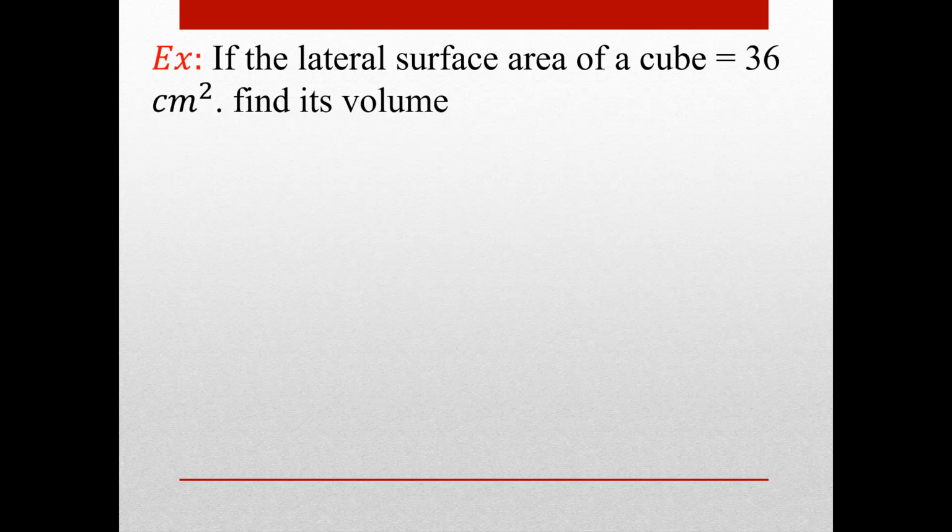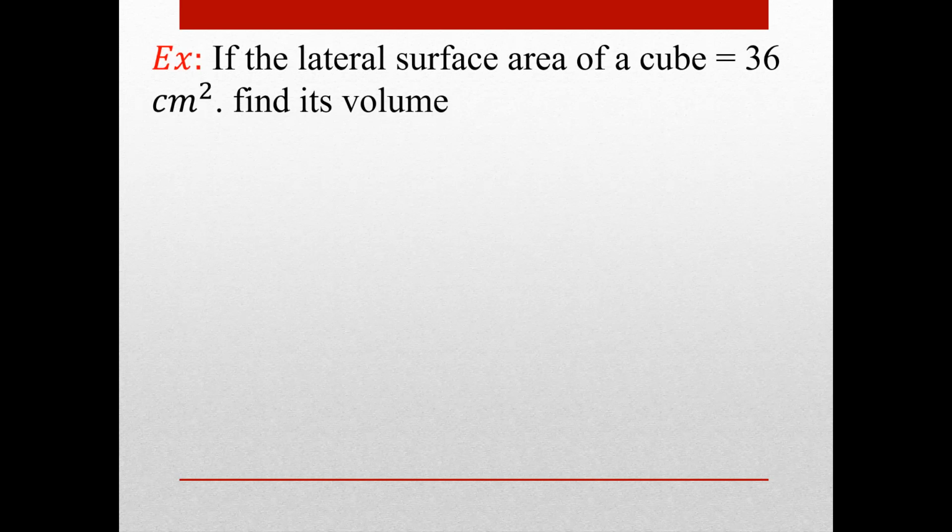So L squared equals 36 divided by 4, which equals 9. L squared equals 9, so I'll take the square root. If I take the square root of L squared, it will be negative and positive 3. But negative 3 is refused because the side can't be negative. So the length will be 3 centimeters.